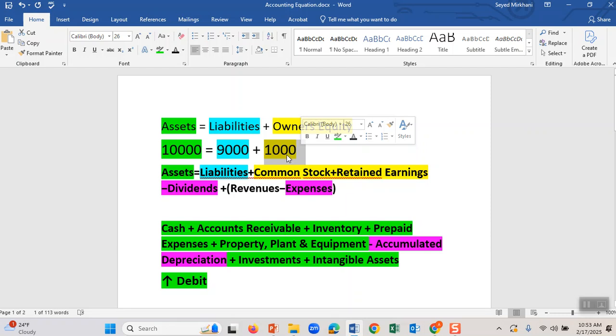Now we come here, and I am using an expanded version of the business of this cab driver. The assets of her company, at the beginning when she bought the car, were 10,000. These assets were equal to what? The liabilities that she had, $9,000 to the bank, and $1,000 of her own money on the first day.